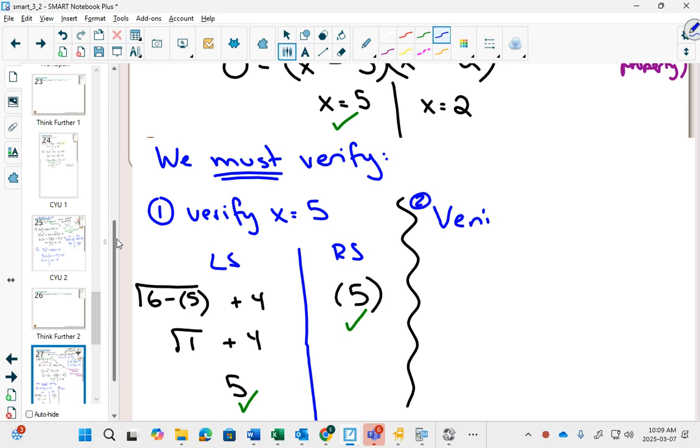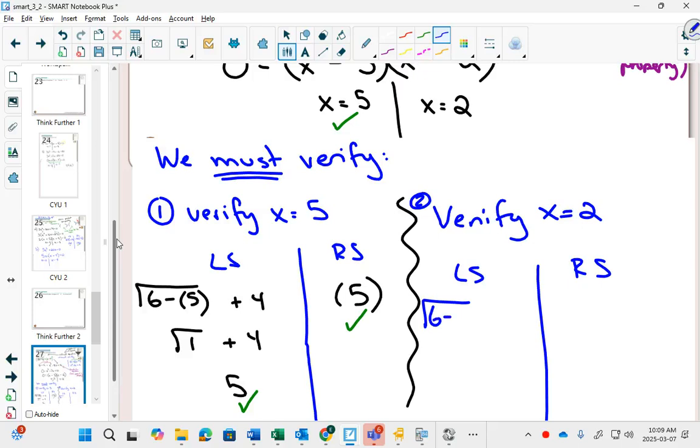Next, number 2, I'm going to verify x equals 2. Left side, draw a line, right side. I'd have the square root of 6 minus, insert 2, plus 4, and on the other side, I'd insert 2. 6 minus 2 is the square root of 4 plus 4. Square root of 4 is 2. 2 plus 4 is 6. Does 6 equal 2? Last time I checked, you were right. 6 does not equal 2.